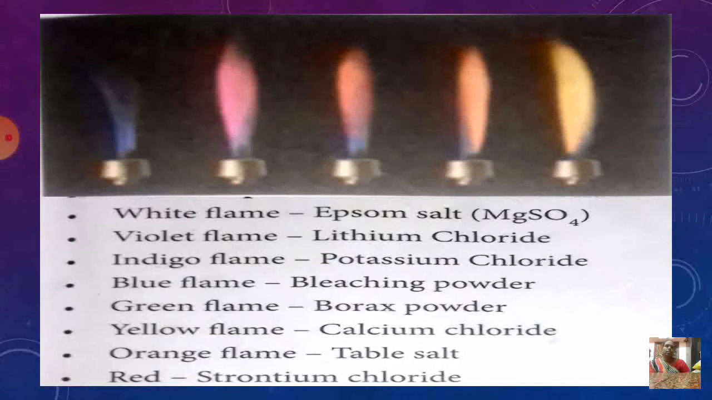Look at the picture, children. Here is an experiment with colorful flames. White flame is formed by Epsom salt. Violet flame is formed by lithium chloride. Indigo flame is formed by potassium chloride. Blue flame is formed by bleaching powder. Green flame is formed by borax powder. Yellow flame is formed by calcium chloride. Orange flame is formed by table salt. And red flame is formed by strontium chloride.